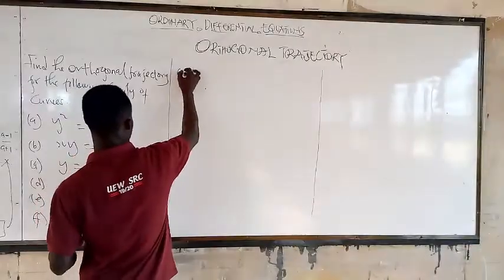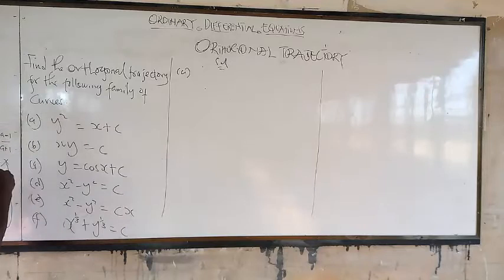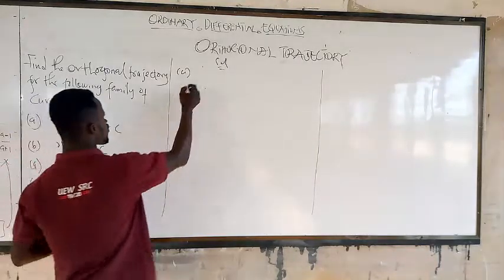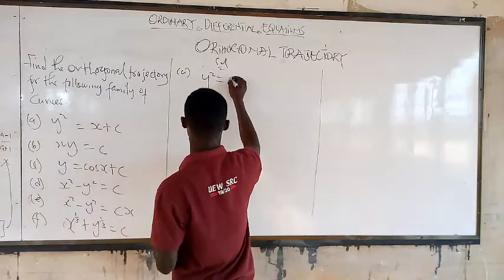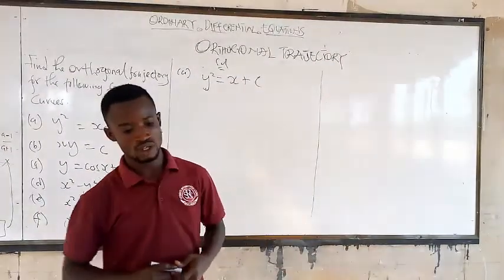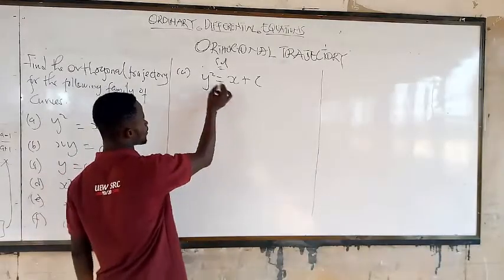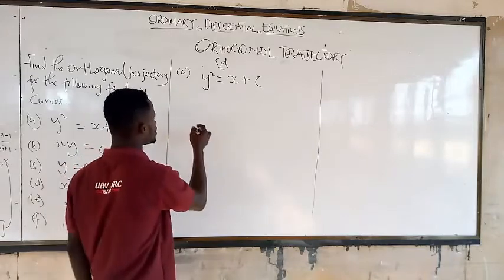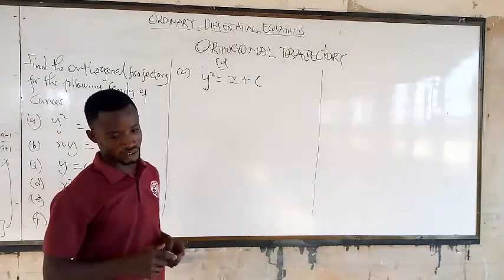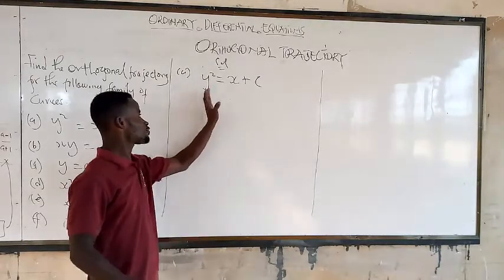So solution A. Find the orthogonal trajectory for the following family of curves. So we have y squared is equal to x plus c. So first of all, our target is to find dy/dx. So to find dy/dx, we know that this is an implicit differentiation. So we are differentiating this in terms of what?